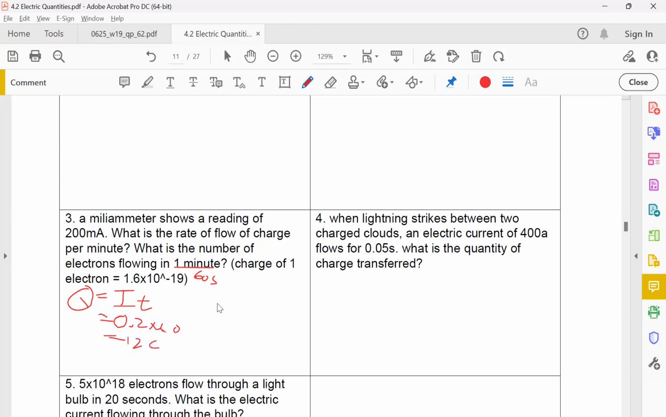Then after that, you're supposed to use the Q equals NE formula to find the number of electrons, right? You're supposed to do this step by step. I'll write down the formula. Not because I want to look at your working, but because it literally helps you later on. Three months later, when I ask you a formula, you cannot tell me the formula.